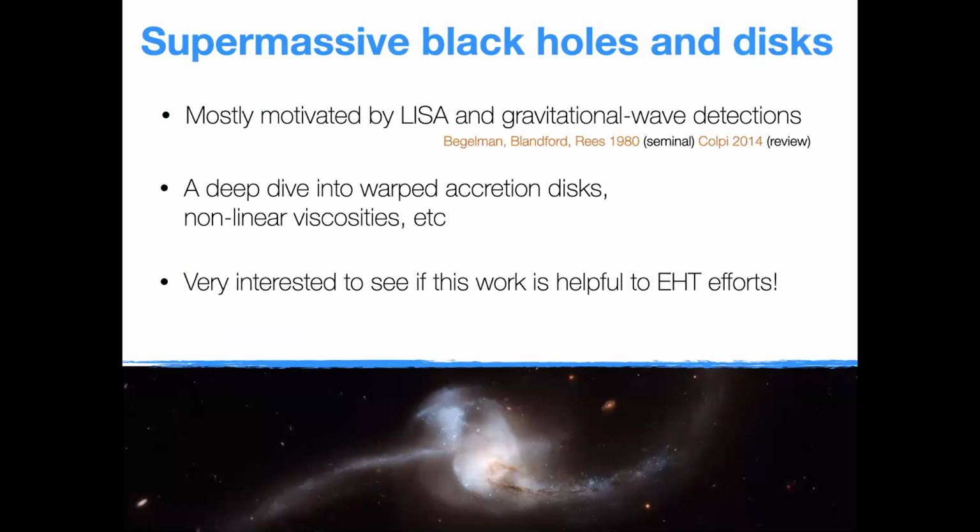As I was saying, I really come from the gravitational wave and the LISA side of things. When we started this project, we were really motivated by predicting LISA signatures: what kind of binary should LISA see, and how this evolves. Then as the project proceeded, as often, we ended up doing something slightly different, a deep dive into distorted accretion disks dealing with nonlinear viscosities and so on, which is what I want to tell you about today. I'm very interested to see if this is helpful in any way or can connect to EHT efforts.